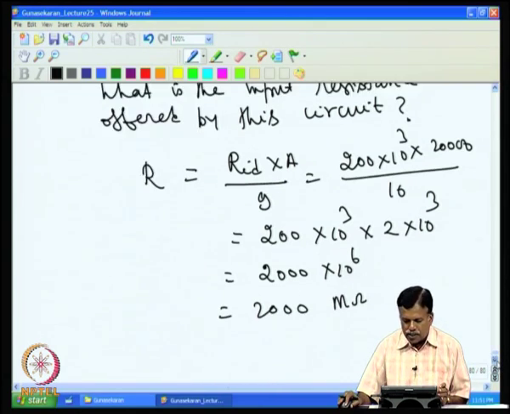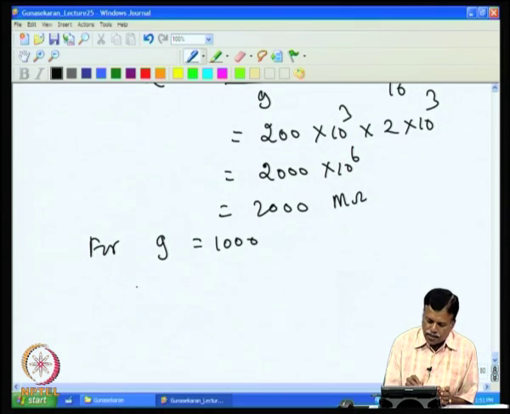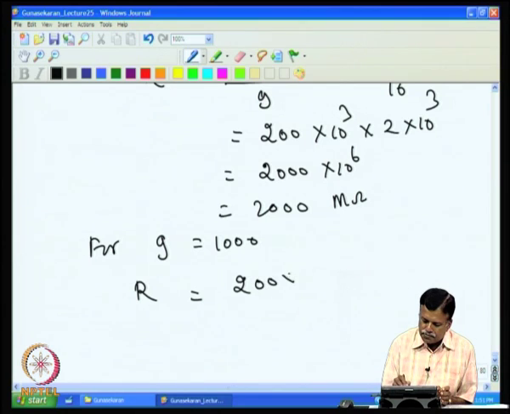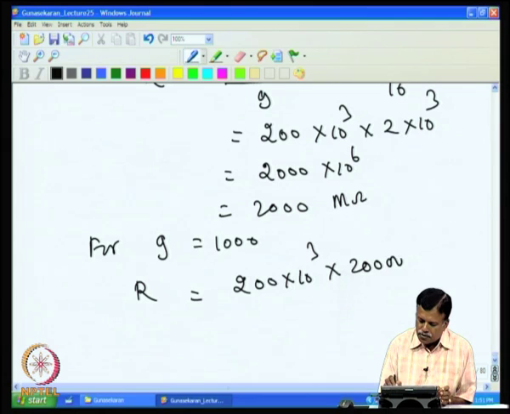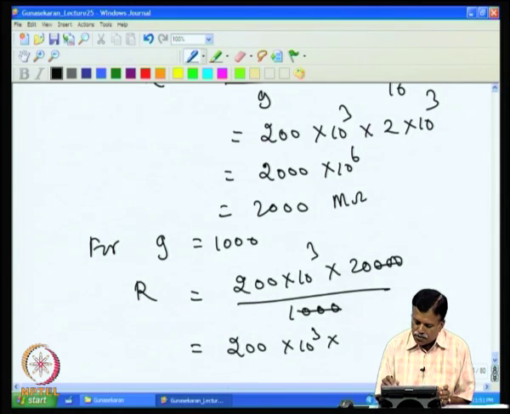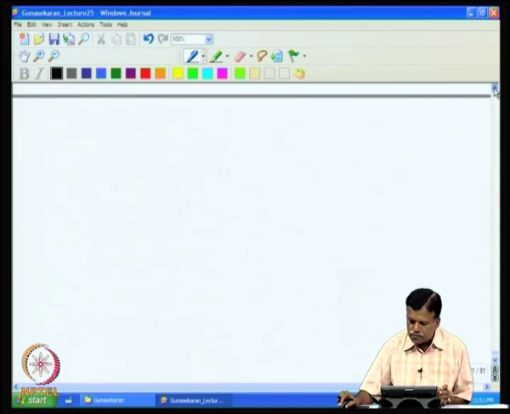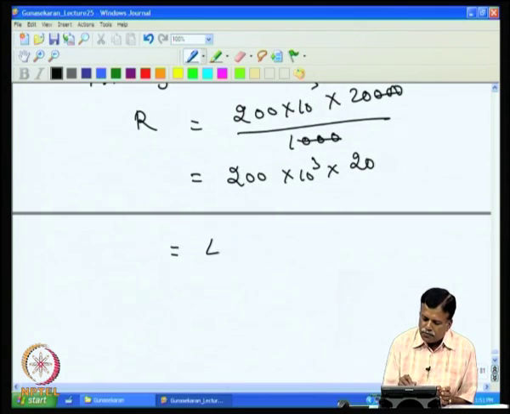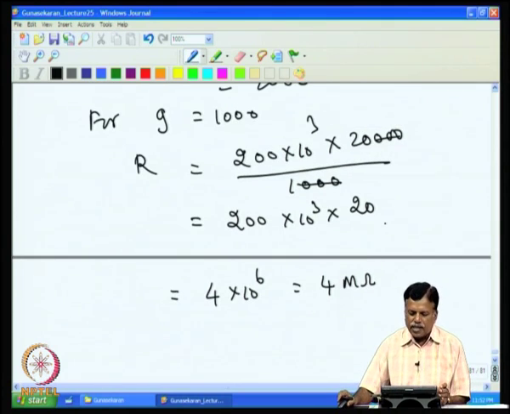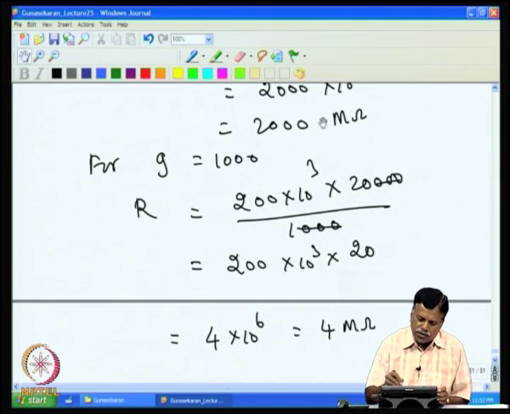Similarly, for example, if I put gain as 1000, for G equal to 1000, then R comes out to be 200K into 20,000 divided by 1000, which works out to be 200 into 10 power 3 into 20. This works out to be 4 into 10 power 6, that is 4 megohm. So, if I have 1000 gain, then the input resistance has come down to 4 megohm, whereas if the gain was 10, the input resistance was 2000 megohm.